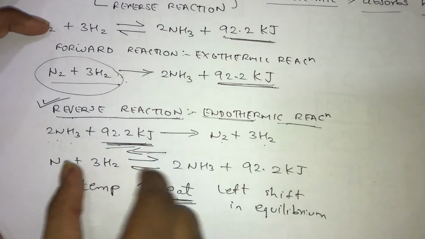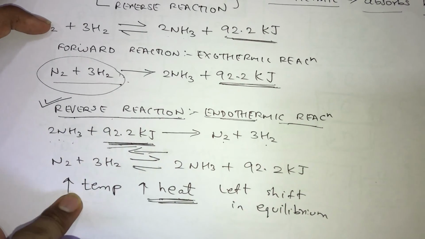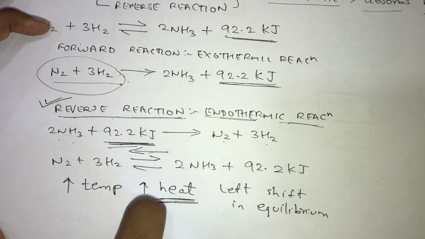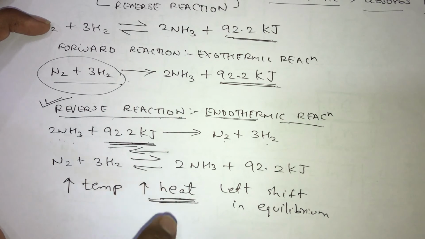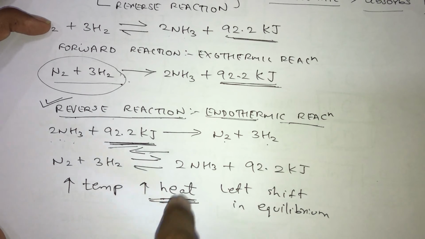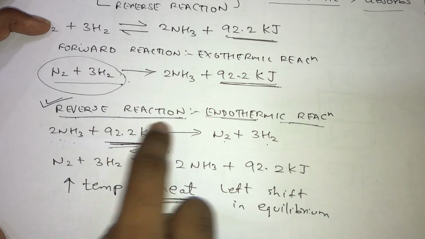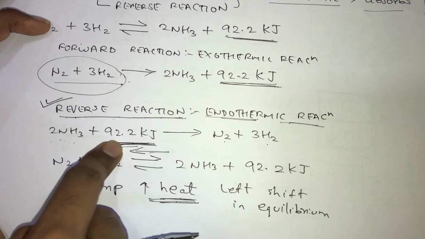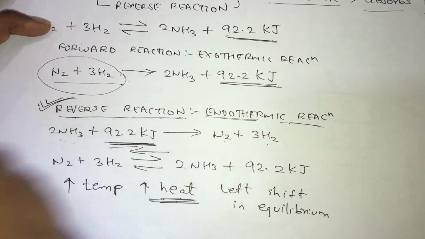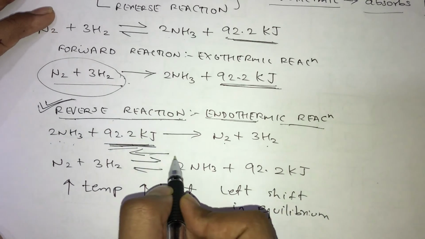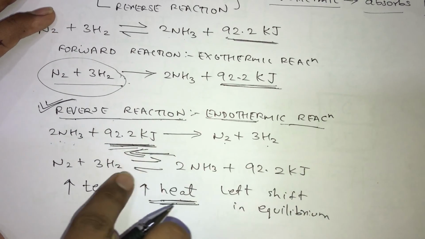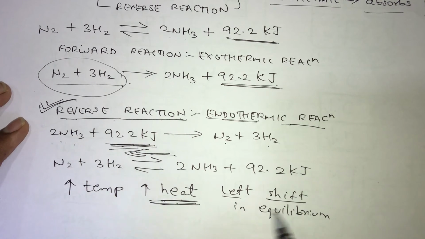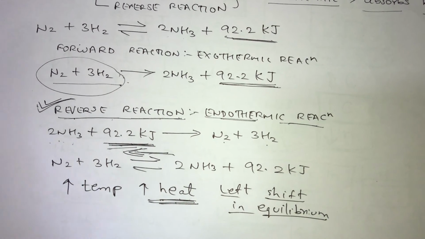Okay, so initially it was at equilibrium, but then you increase the temperature, which means that you have supplied heat, and if you have supplied heat, who requires heat over here? Endothermic reaction requires heat, and which is an endothermic reaction? A reverse reaction is an endothermic reaction, which means that it is now going to take this heat and it is going to get boosted, which means that here the reverse reaction is going to dominate, and if the reverse reaction is going to dominate, then we say that there is a left shift in equilibrium that is going to take place.